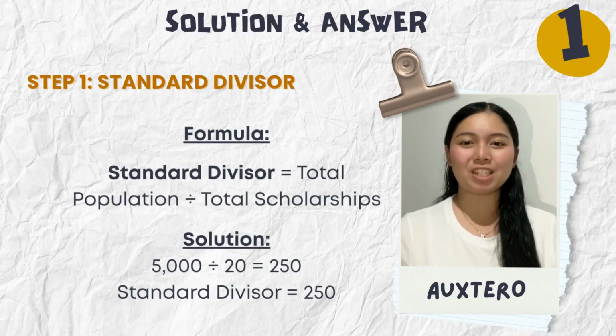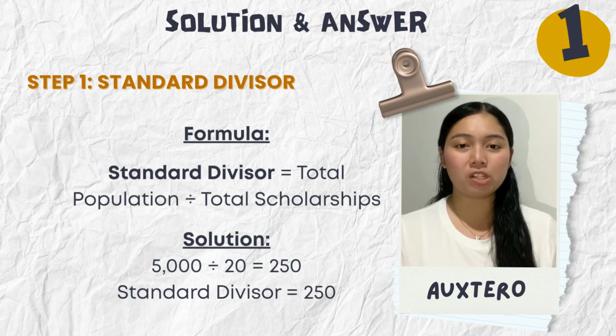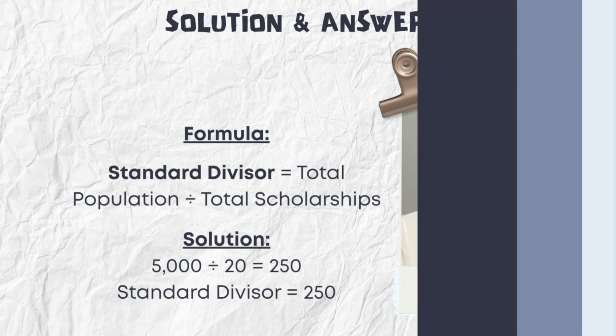The first step is to find the standard divisor. We divide the total number of students, which is 5,000, by the total number of scholarships, which is 20. 5,000 divided by 20 is equal to 250. Therefore, the standard divisor is 250.